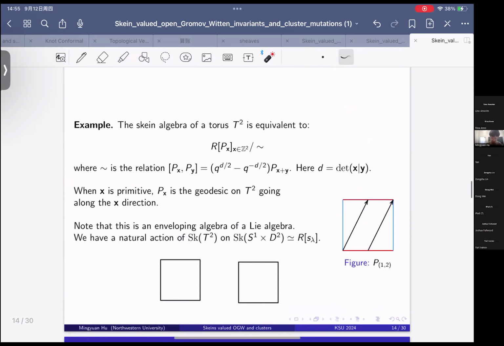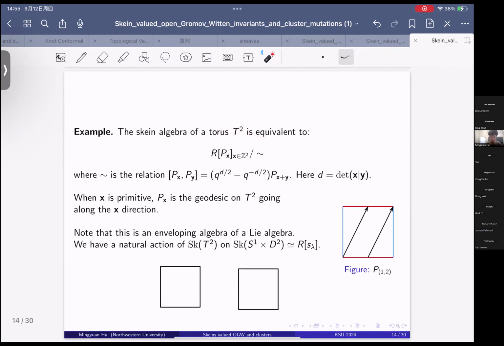Thanks. That's our next example, which is the torus, and the picture looks like this. You glue the blue edge to blue and red to red. That's a torus. The skein algebra is generated by this P_x, and P_x is just the geodesic going in the x direction, for example. So this is P_{1,0}, and this is P_{0,1}. And this is P_{1,2} because it's going in the (1,2) direction, and you mod out by the following relation.